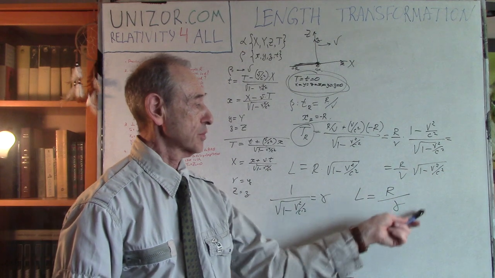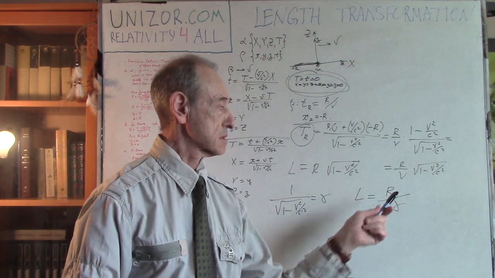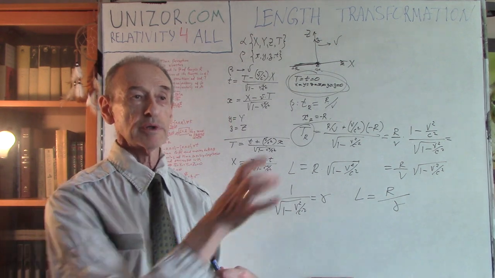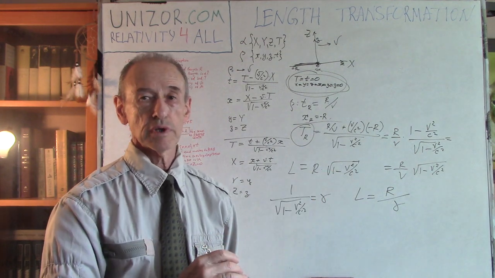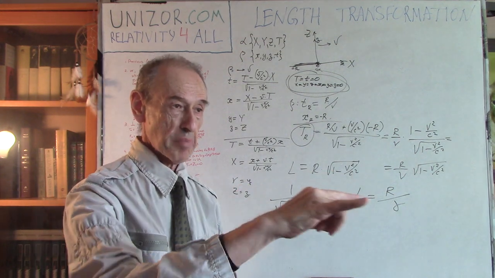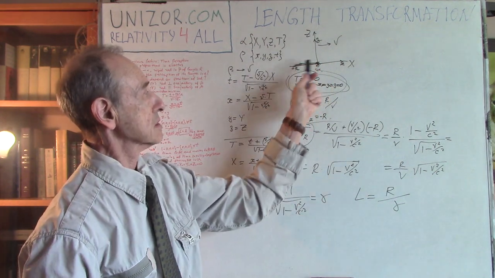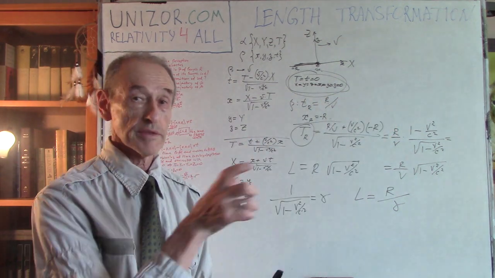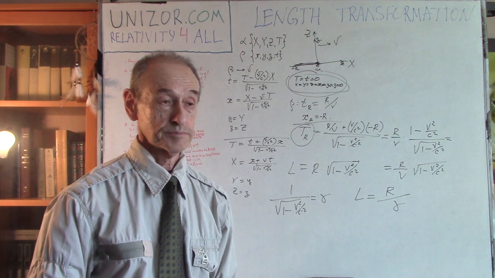This is the formula of contraction of the proper length if you observe it from some point, and the segment or rod, whatever, is moving and stretched parallel to the trajectory. We are talking about a parallel case, when the rod is parallel to the trajectory of the beta. Only then will you see this kind of contraction.